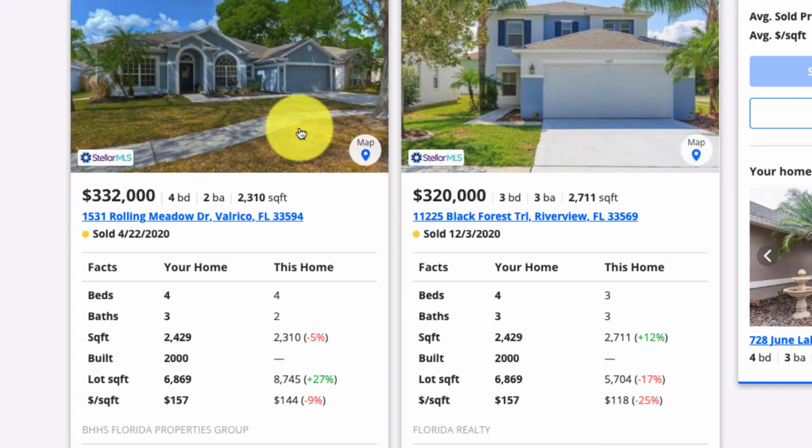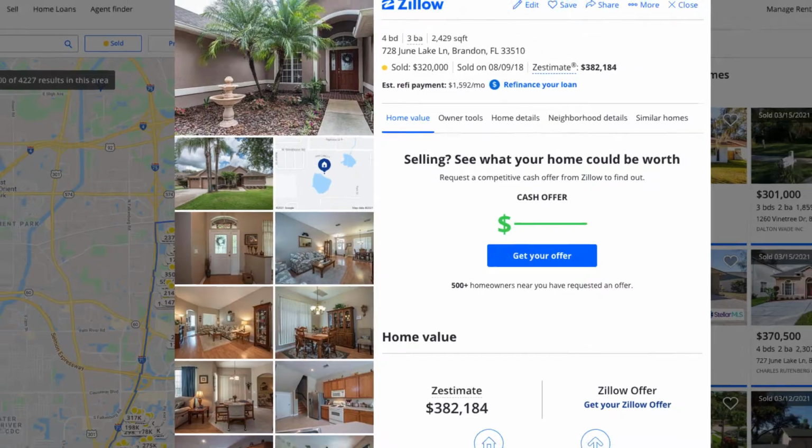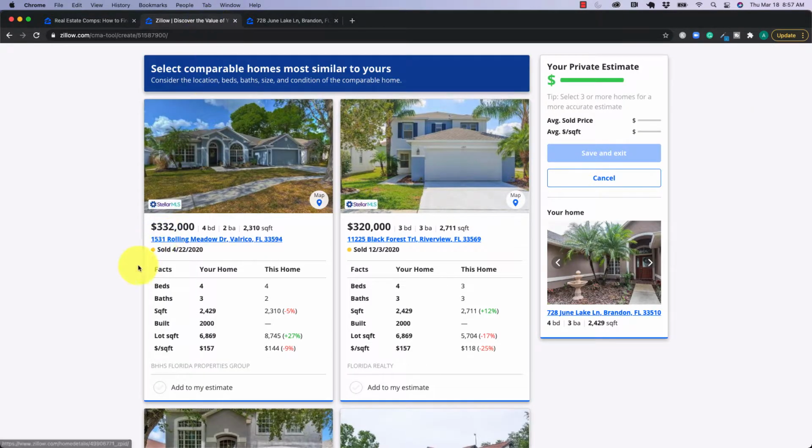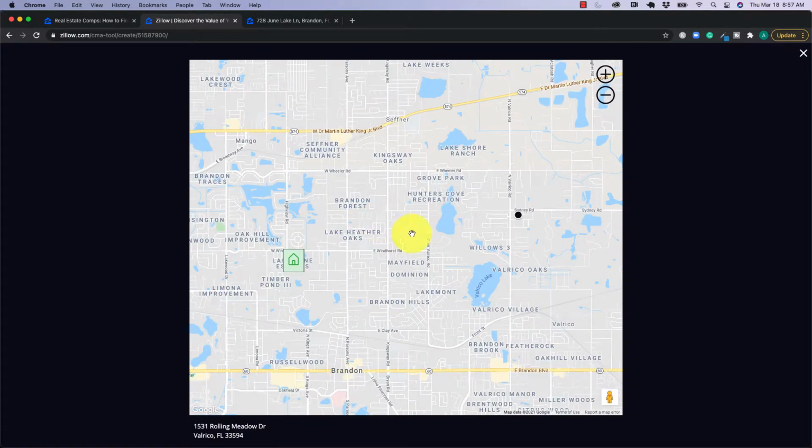This property that we're comparing it against, this 1531 Rolling Meadow Drive, does have a larger lot, so it's something to take into account, and then the price per square foot. So let's remember here that this was valuated by Zillow for $382,000. If we were to use one of these comparables, or the first one here, that's a lot less actually. So let's actually look into this.